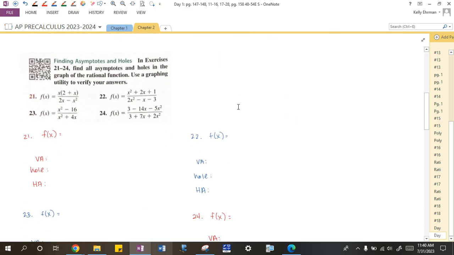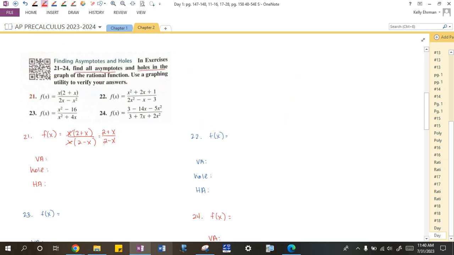In the next section, it says find all asymptotes and holes in the graph of the rational function. Again, I'm not going to use the graphing utility to verify, but you could. So what you should be doing here is factoring and simplifying the f of x that they give you as much as possible. So I can take an x out, and I can cancel these x's, but 2 plus x does not reduce with 2 minus x.